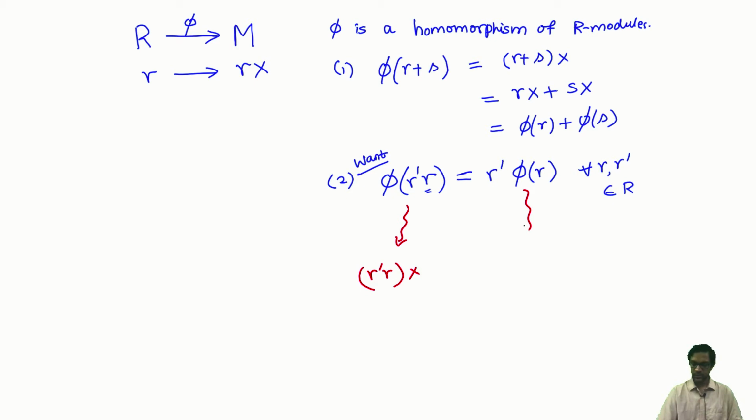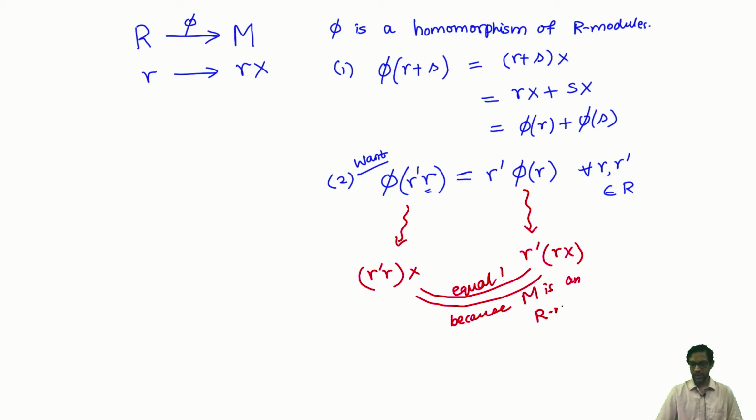Now let's do the right hand side. This is r dash acting on phi of r is rx. Okay, but observe that these two are actually equal to each other because of the module axiom, because M is an R module.